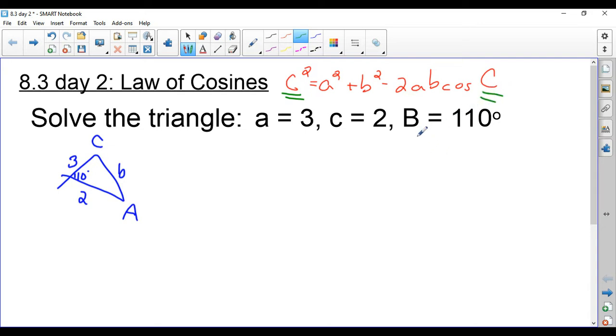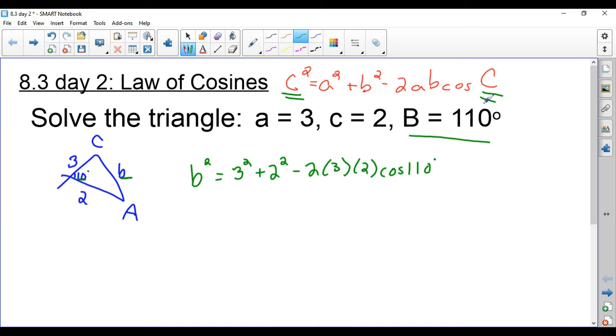So in this problem, the angle we know is the 110. That's angle B. The side that's opposite of that is side b. So we're going to write our equation as b squared equals, and then the other two sides, it doesn't matter whether I write 3 squared plus 2 squared or 2 squared plus 3 squared, minus 2 times 3 times 2 times cosine of 110.